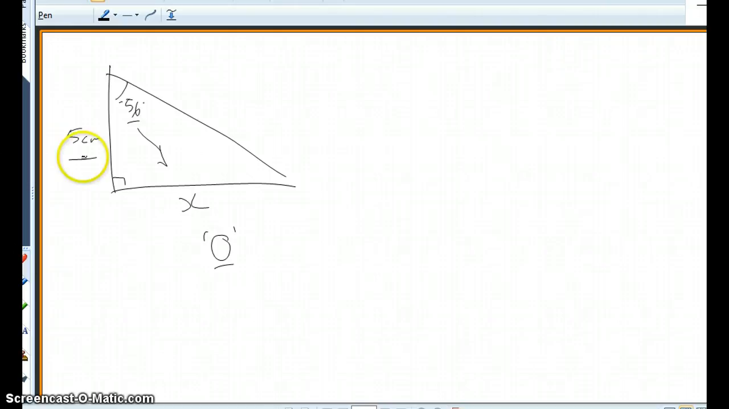The next side I'm going to label is this side, and I'm going to label it with an A because it's adjacent, which means next to the angle that we're talking about. I could label this side as well. I would label it the hypotenuse or the H. But I'm not going to.